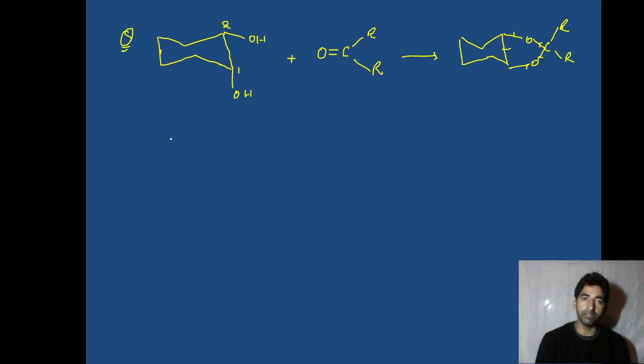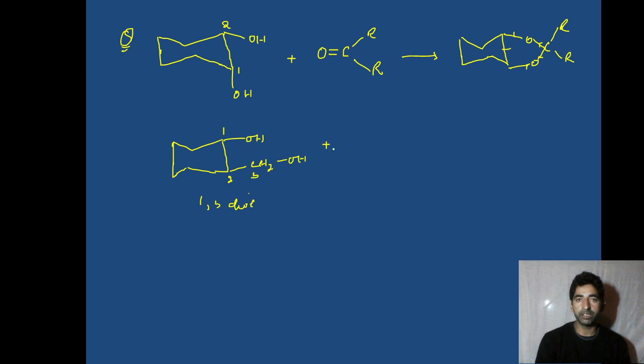Had it been a 1,3-diol, for example, let me take a 1,3-diol over here. This is my OH, and I'll take CH2OH. Now see what type of diol it is. This is carbon 1, this is carbon 2, this is 3. So this is a 1,3-diol. If I treat it with a carbonyl compound, this is R, this is C=O, and this is R. What will happen? Since it's a 1,3-diol, 6-membered ring formation will take place.